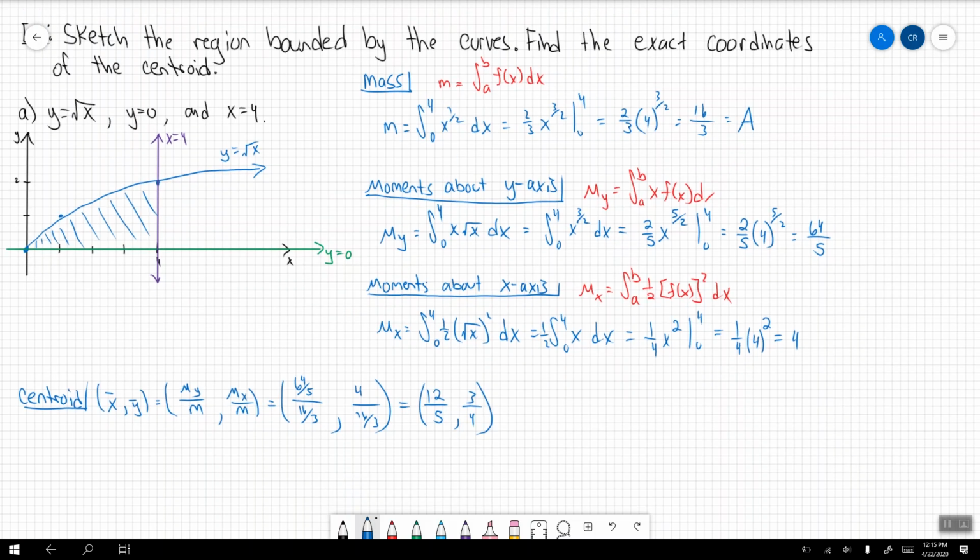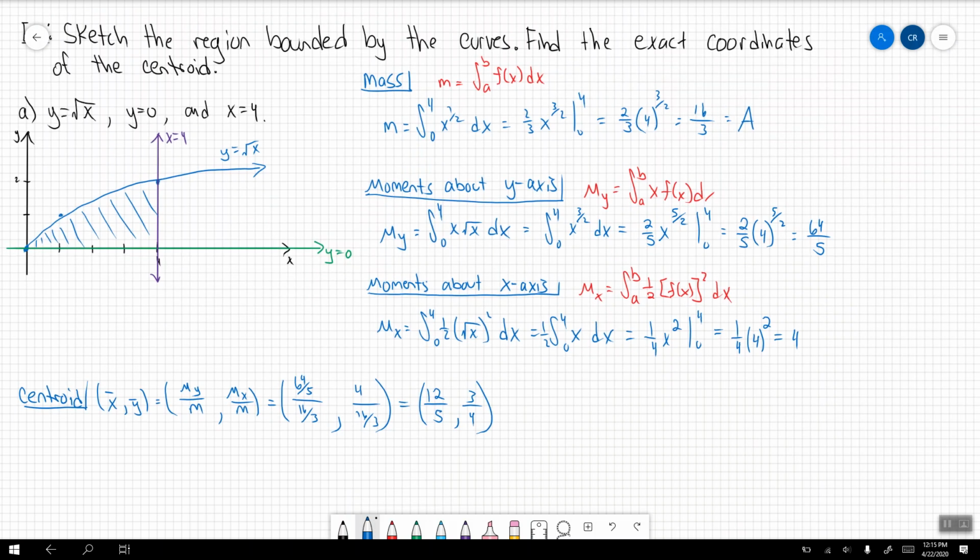So here are the exact coordinates. The exact coordinates of the center of mass are 12/5, comma, 3/4. So let's find the center of mass really quick. 12/5 is about 2.4, so somewhere around here, and then 3/4 the way up. If this is 1, 3/4 of the way should be somewhere here. That's your center of mass. Which means if we were to cut this region out, that's where the cutout would balance at that specific point. Nice.